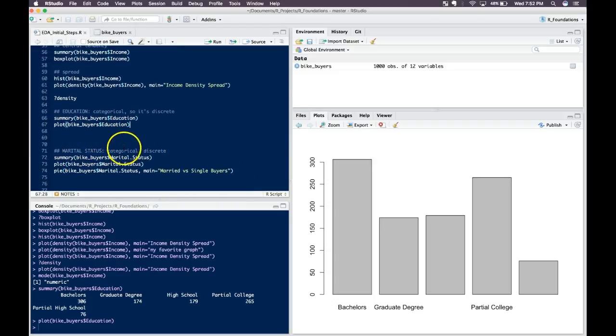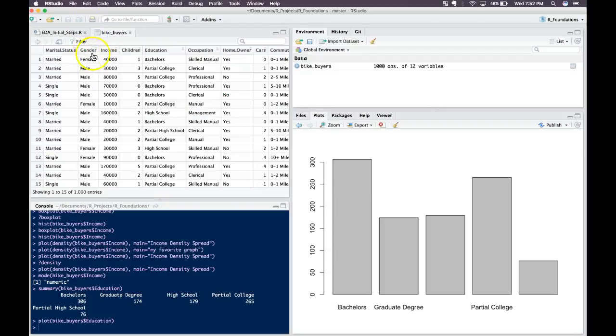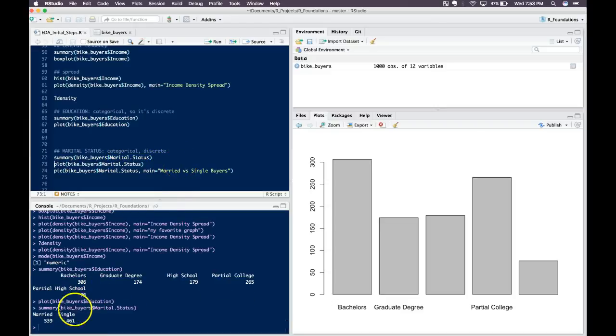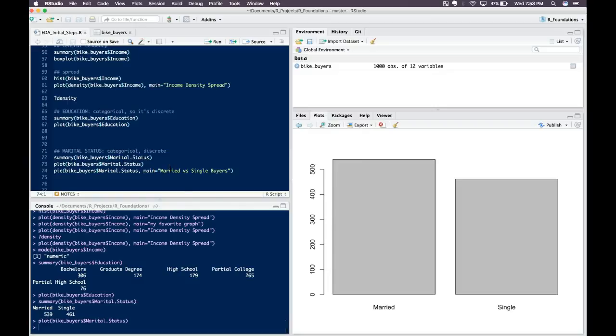So now let's look at marital status. Once again, this is categorical. If you look in this data set, marital status is either married or single. We're going to do the same thing, summary, and call the column marital status. We'll see that there's only two values here. So we know that there's more married than there are single. So we call plot.